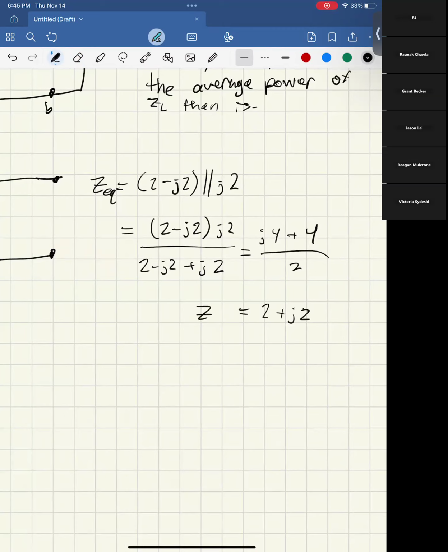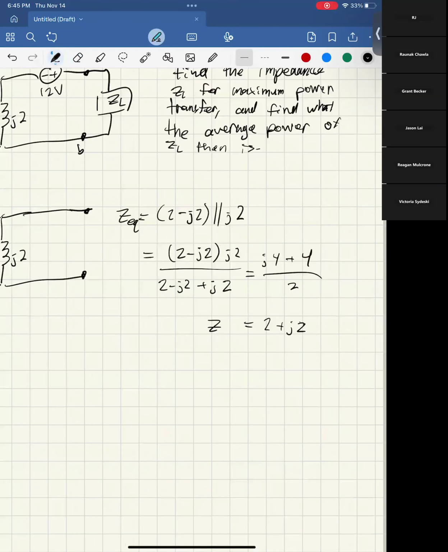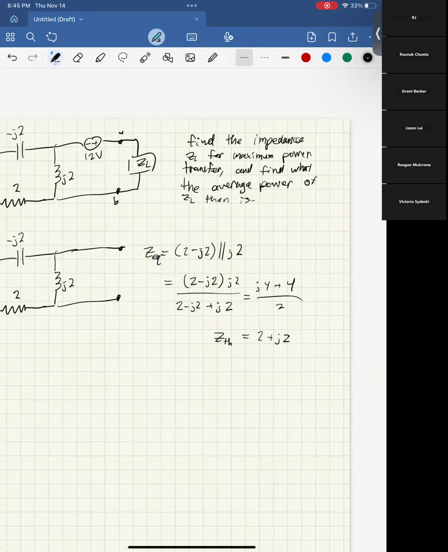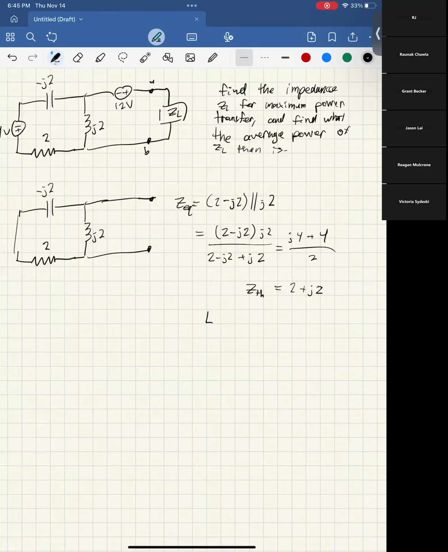So that would be our ZTH. And then our ZL, as we said earlier, the maximum power will be transferred when ZL equals the conjugate of ZTH. So that means our ZL would be 2 minus J2. That would be the first part of our answer. Pretty straightforward. It's just a Thevenin equivalent resistance. Don't overthink it. And then after that, we want to find what is the actual power that's transferred here.